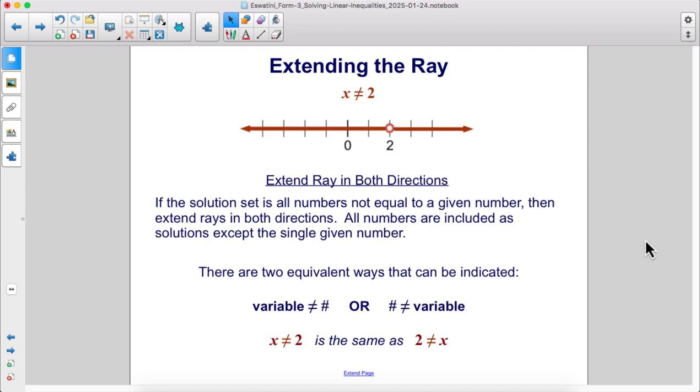If the solution set is all numbers not equal to a given number, then you're going to extend rays in both directions. All numbers are included as solutions except the single given number. There are two equivalent ways that can be indicated. Variable is not equal to number, or number is not equal to variable. Here you see x is not equal to 2, which is equivalent to 2 is not equal to x.